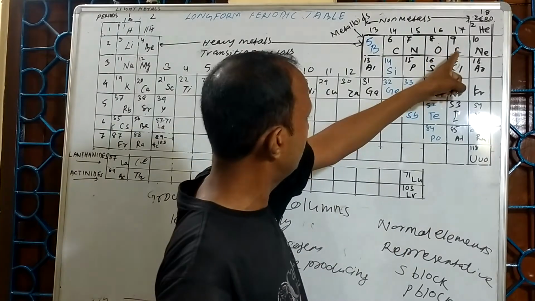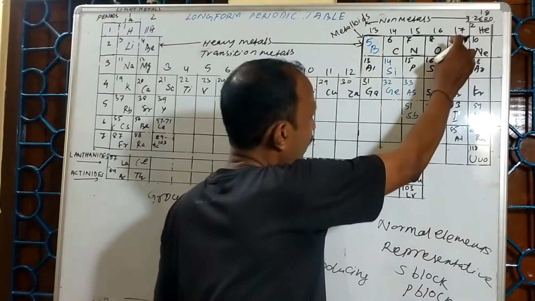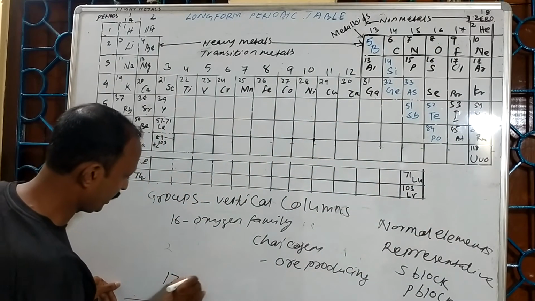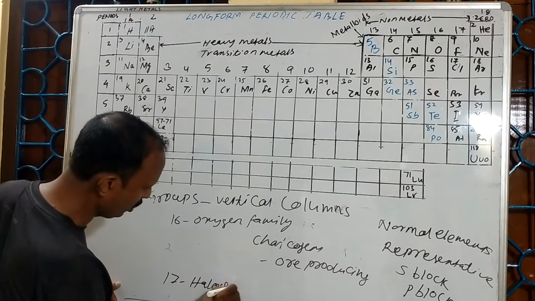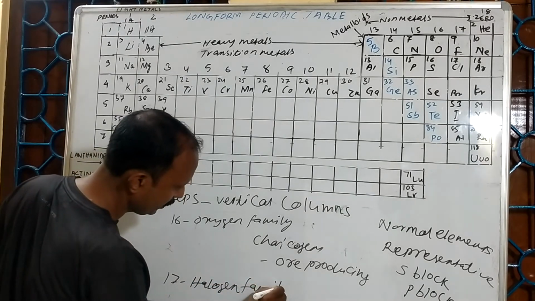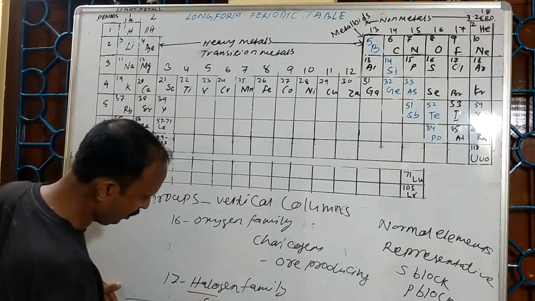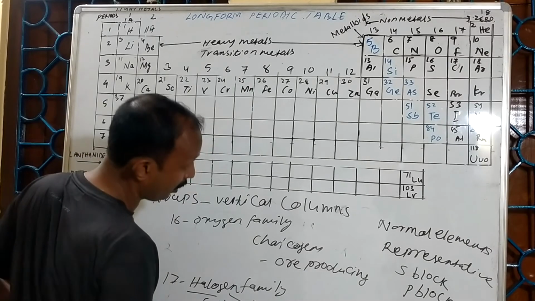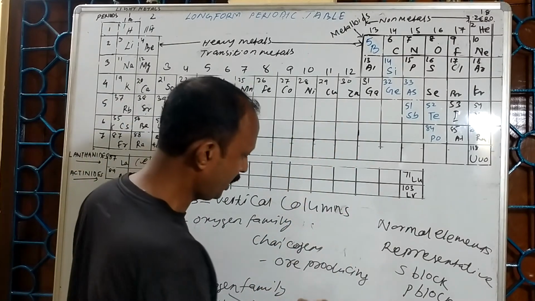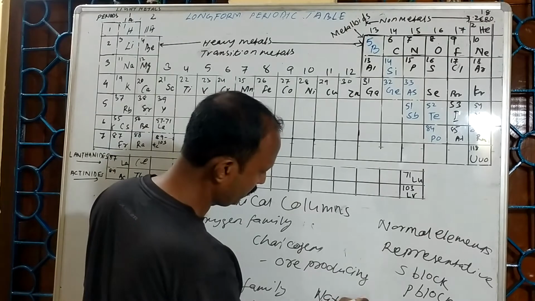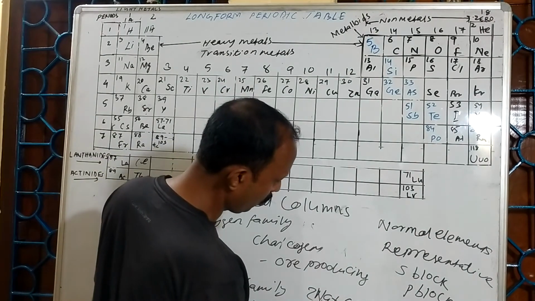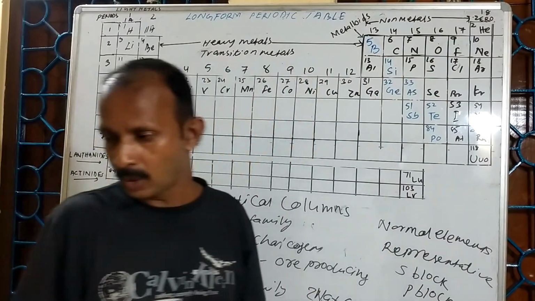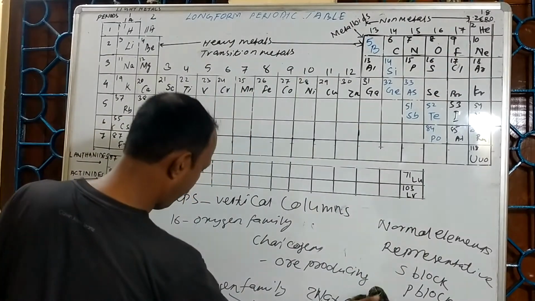Next to oxygen, it is headed by the halogen group. So the 17th one, we say that is the halogen family. Halo means salt, gen means producer, they are the salt producers. You see that, suppose sodium reacts with chlorine, we get sodium chloride, common salt. So this family is called the halogen family.